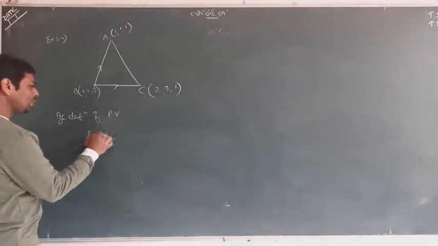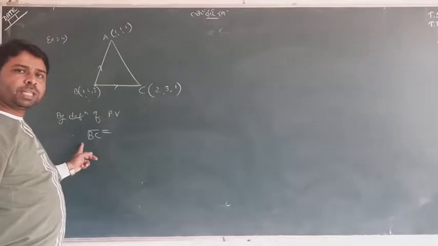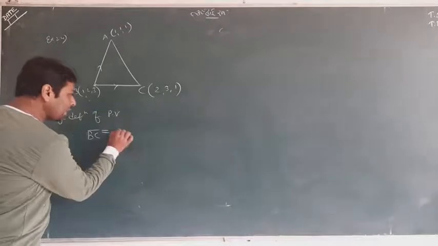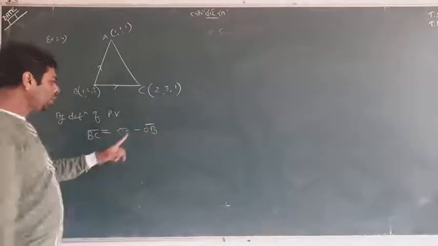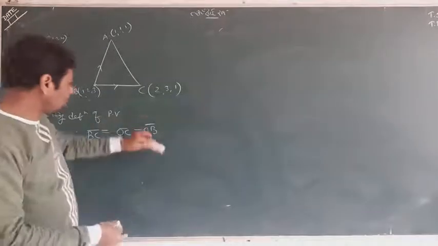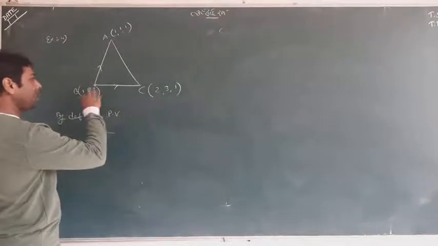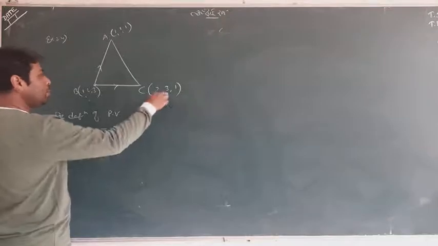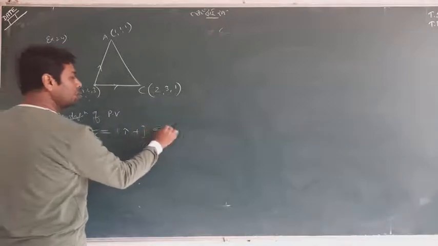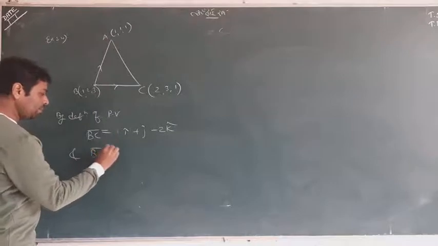By definition of position vector, I find first BC. You know the formula: position vector of C minus position vector of B. You can also write that as OC minus OB. Or you can write it directly, and I prefer direct. This minus this with i j k: 2 minus 1, 1 i; 3 minus 2, 1 j; and 1 minus 3, minus 2k. That is BC.